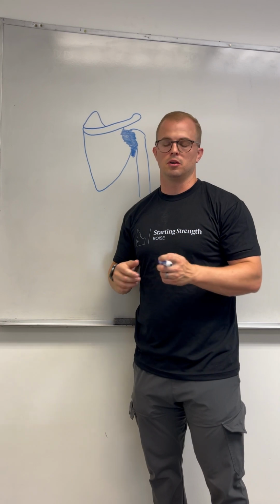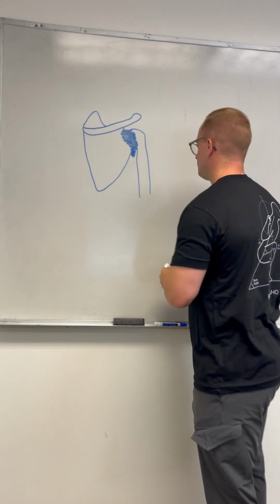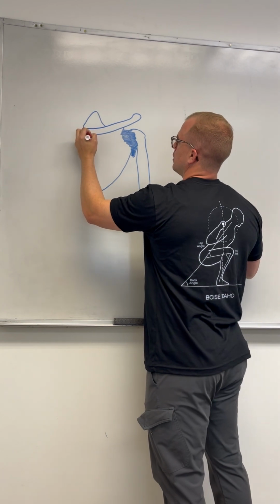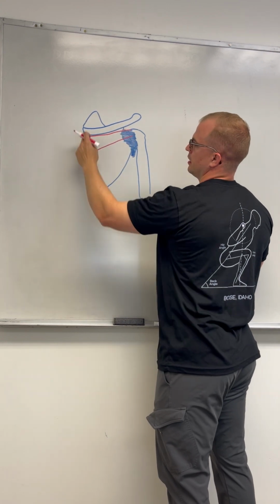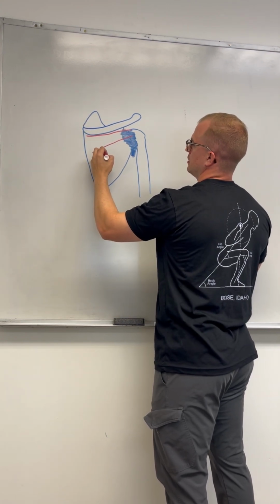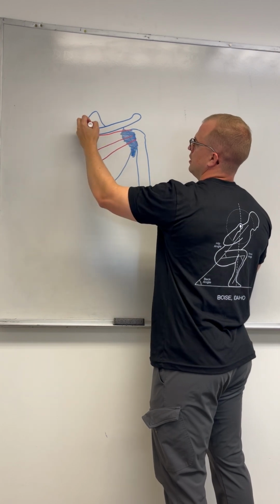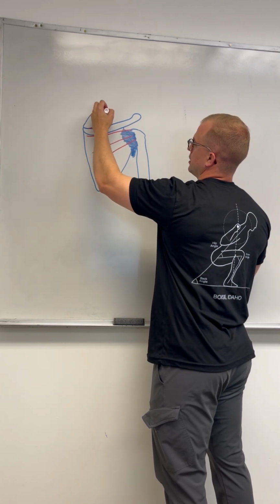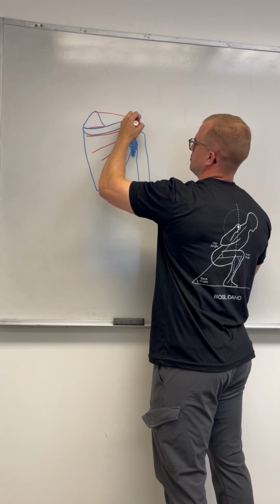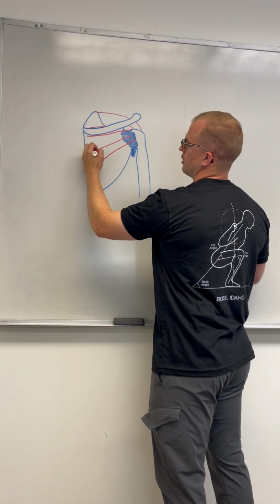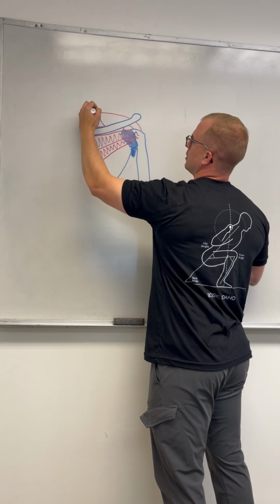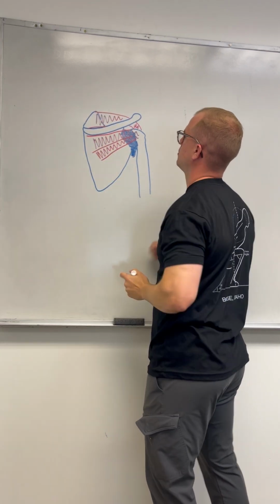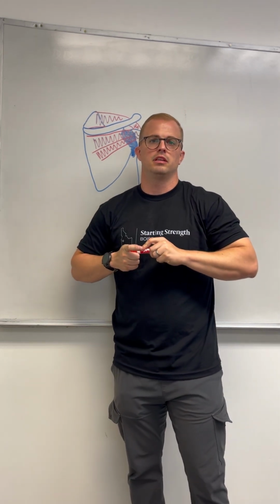Oftentimes we have the rotator cuff to help protect that. I'm going to draw that here. We have our infraspinatus, meaning infra, below the spine. Our teres minor sits right there. We have the supraspinatus that runs right there. And then on the front side of the shoulder blade, we would have another one called the subscapularis. So they all look like that. They help control the shoulder and keep everything moving really well.